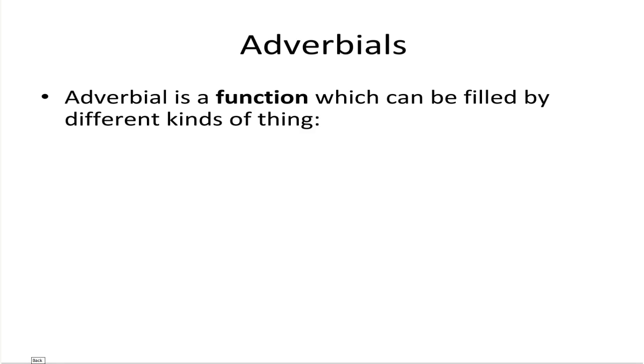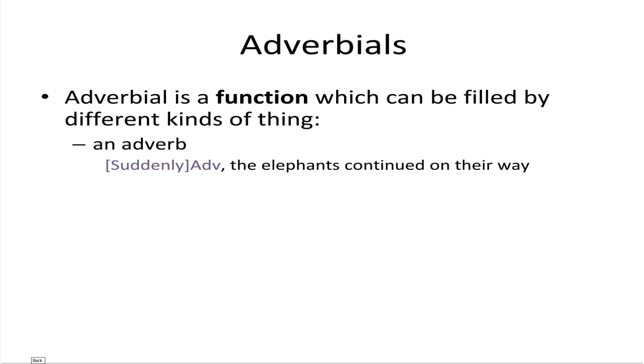Adverbial is a function, and it can be filled by a number of different kinds of things. If the adverbial function, so the job of saying when or where or how or why, if that function is filled by a single word, we call that word an adverb. So in suddenly, the elephants continued on their way. Suddenly is an adverb because it's a single word doing the adverbial job.